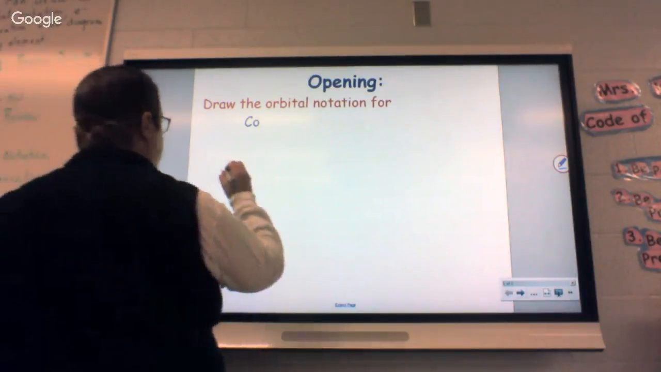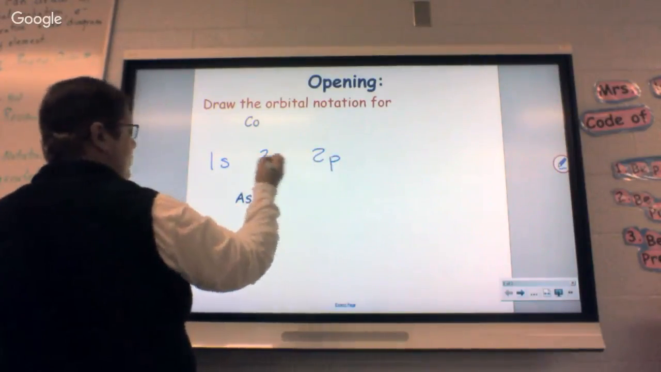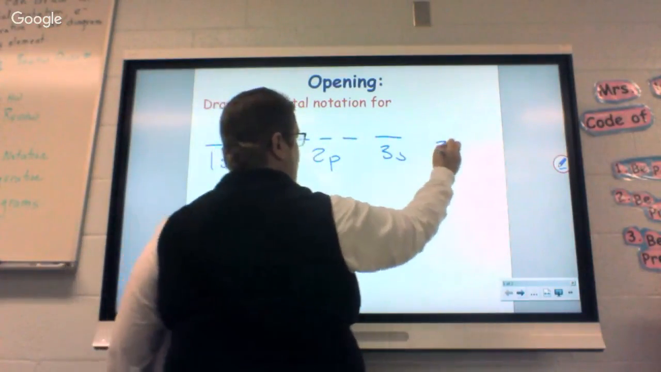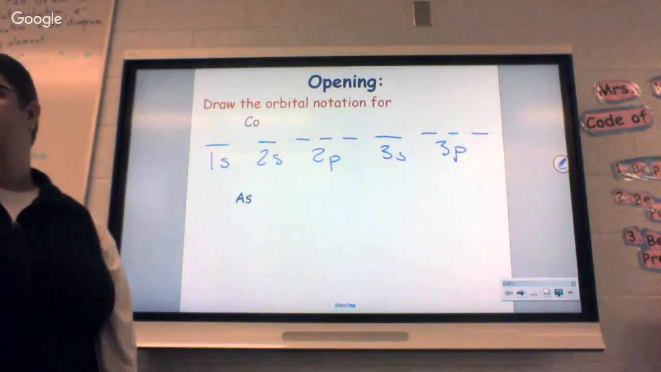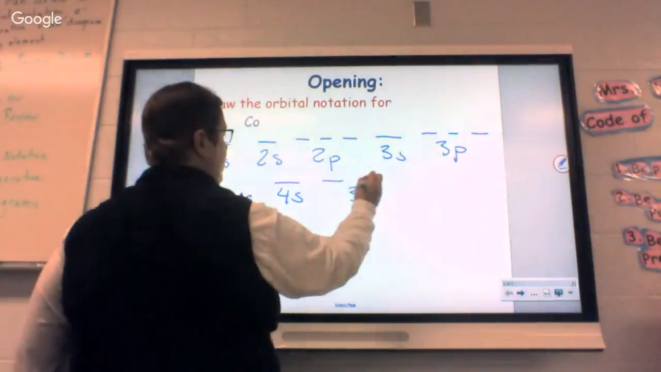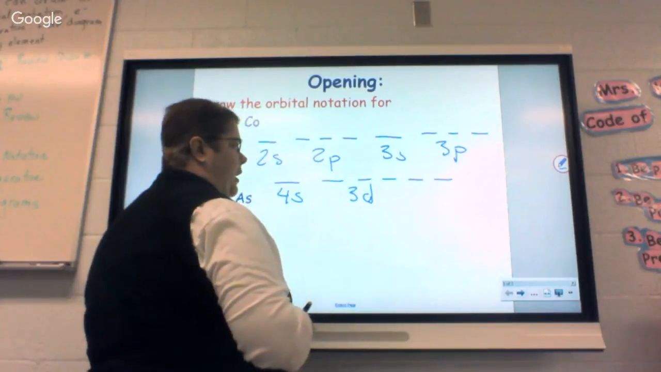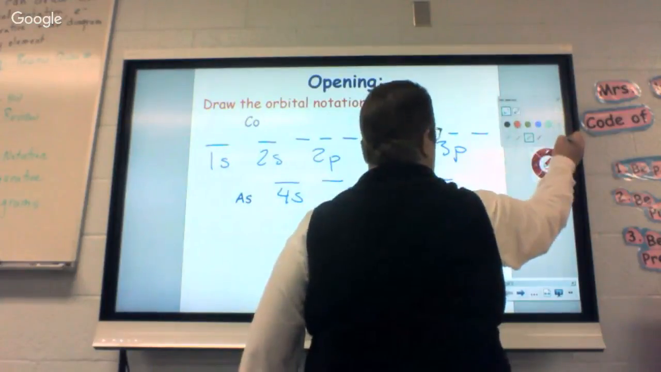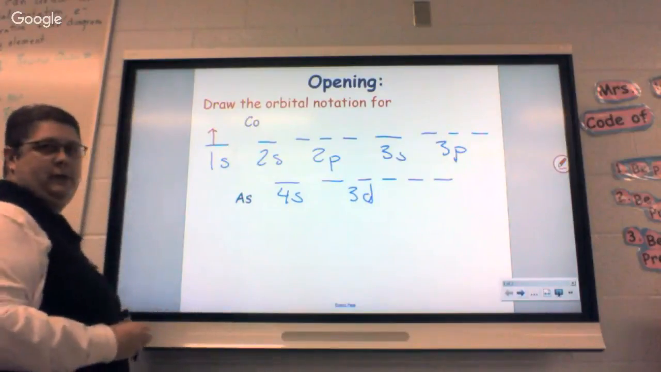Now, if we look at cobalt, starting with the chart, 1s, 2s, 2p, lines above them, 3s, 3p. If we count, we can only get to 18 electrons. Will that do it? No. So 4s, 3d will get us to 30. Will that cover it? Cobalt had how many electrons? 27.